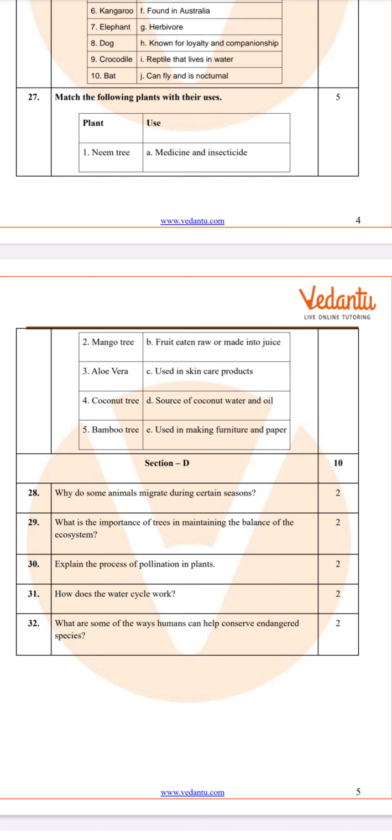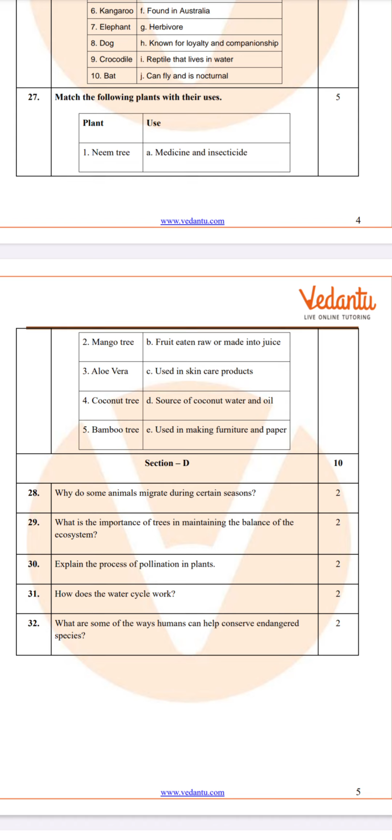Explain the process of pollination in plants. What is pollination? The process by which pollen is transferred from the male part, anther, to the female part, stigma, of a flower, allowing fertilization to occur and produce seed. This process is known as pollination.